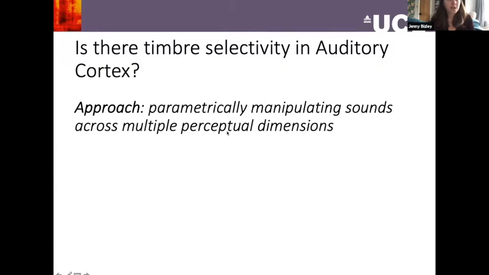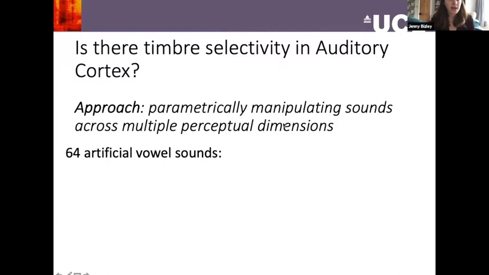The approach that we took was to parametrically manipulate the sounds across multiple perceptual dimensions. Typically in neurophysiology, what we tend to do is to map the sensitivity of a neuron to changes in one stimulus dimension, and that tells you something about its sensitivity to that dimension, but it doesn't tell you how selective it is, because it may be that if you change the sound along some other dimension, you get a much larger change in the neural response.